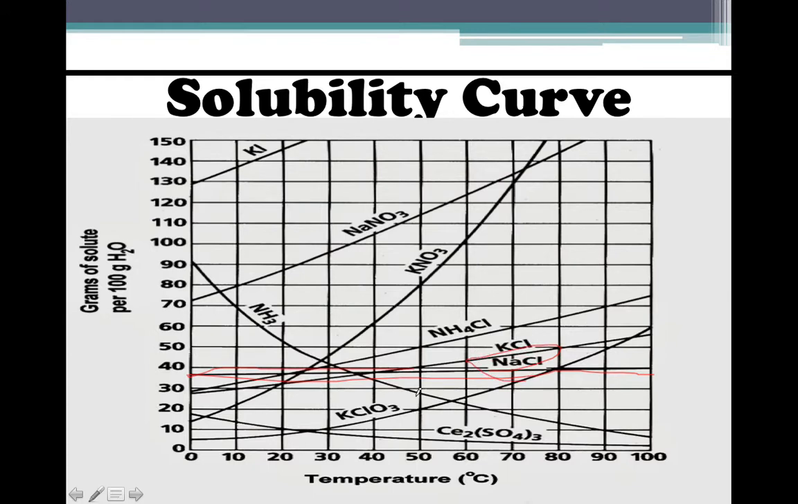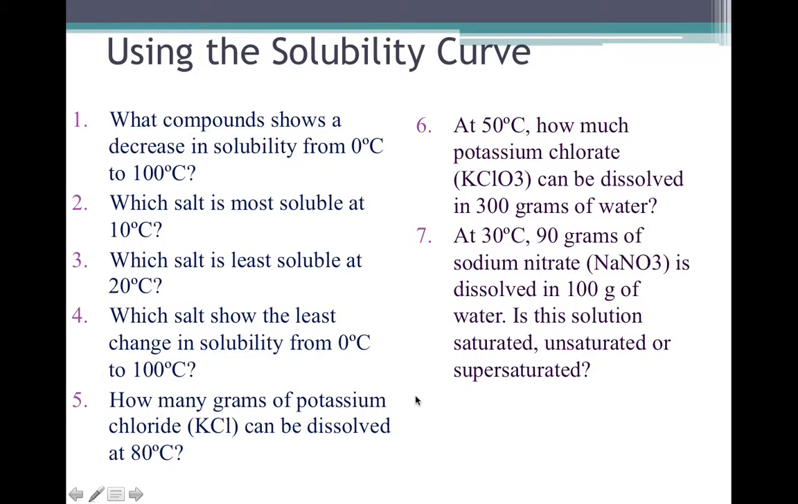Now, at your seats, since I've shared this with you, I would like for you to try numbers 5, 6, and 7, and I will walk around to help you. Okay? And this is our lesson for today on solubility curves.